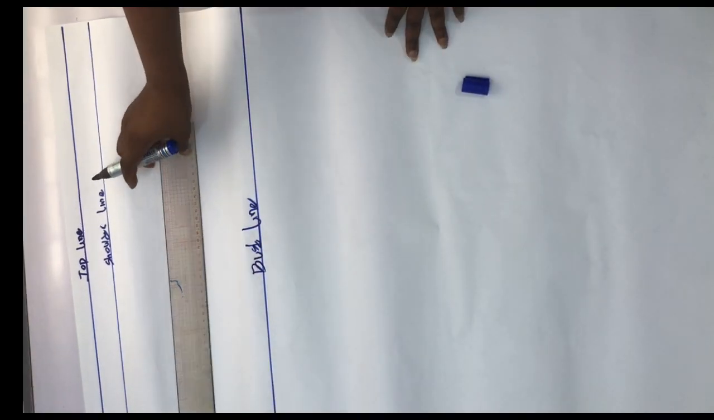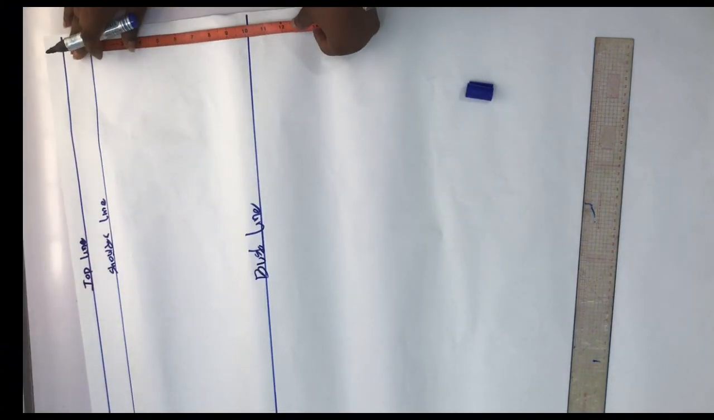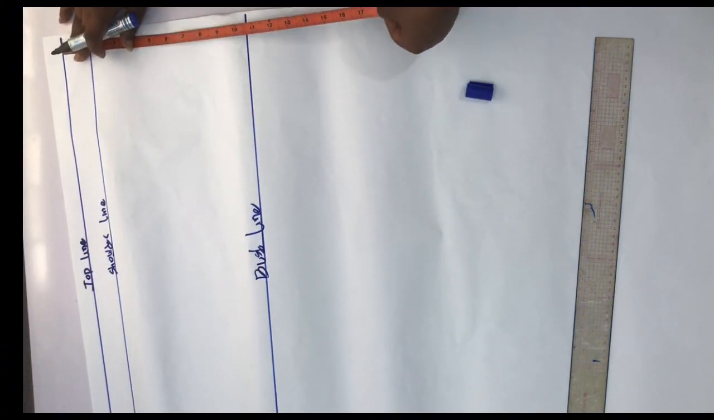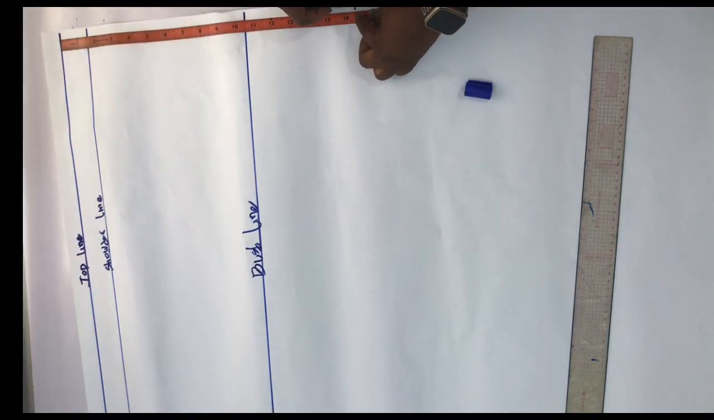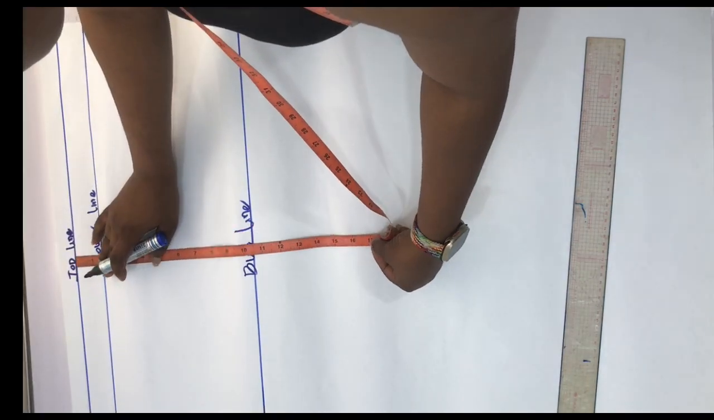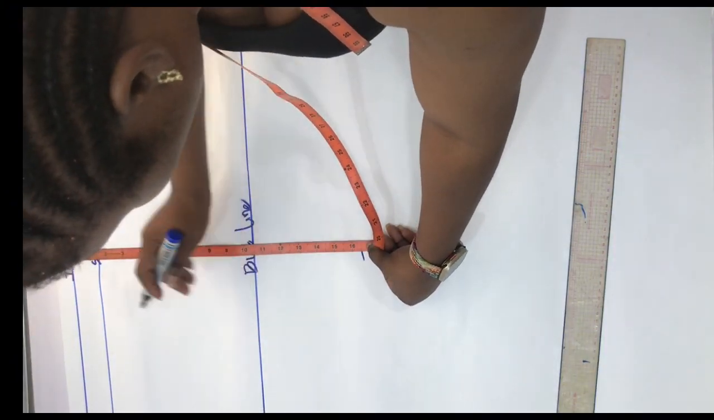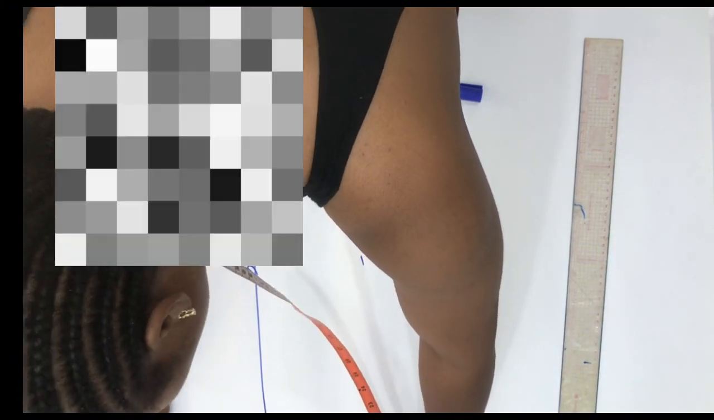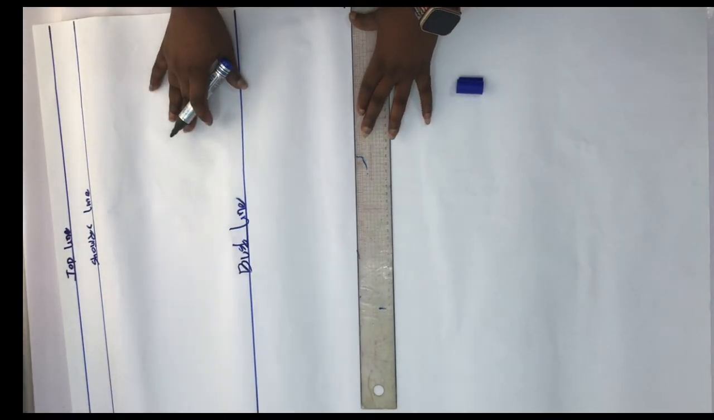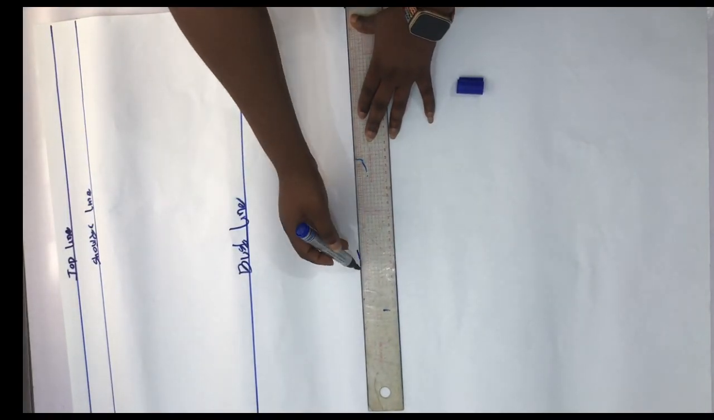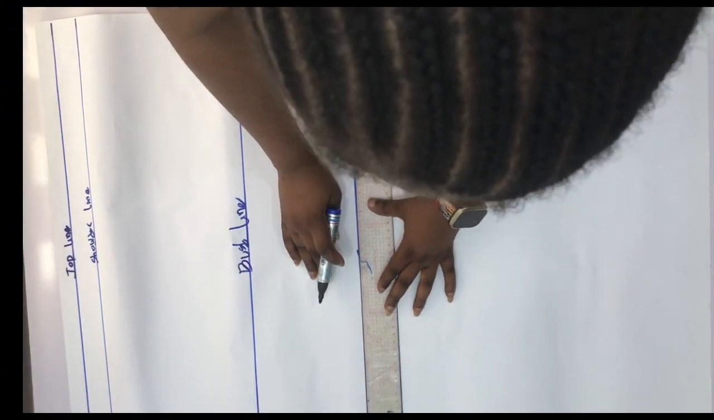So the next line that we're going to be getting is what we call the front waist length. Now, to get the front waist length, you're going to be using our half length. Some people call it half length, but in pattern drafting we call it the top waist length. So my top waist length is 16.5. So I'm going to measure 16.5 from the top line, and I'm going to be marking it across the paper.